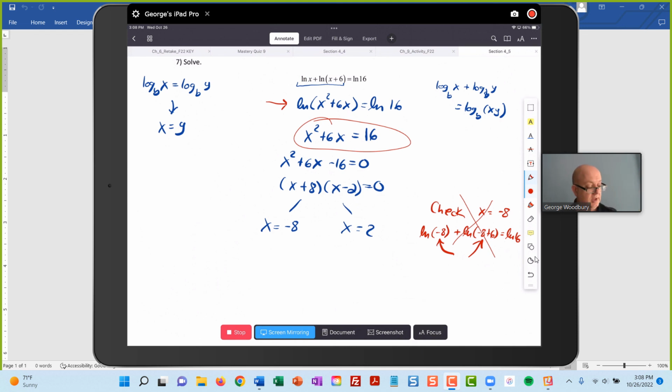If we check x equals 2, we're going to have natural log of 2 plus natural log of 8 equals natural log of 16, positive, positive. All right, those are a few logarithmic equations. We'll come back and do some more in the next video.